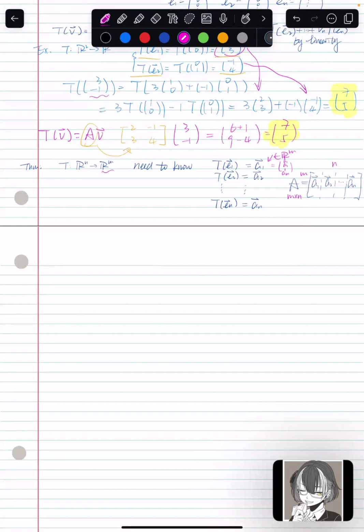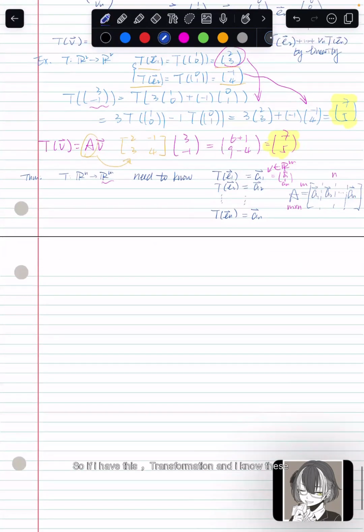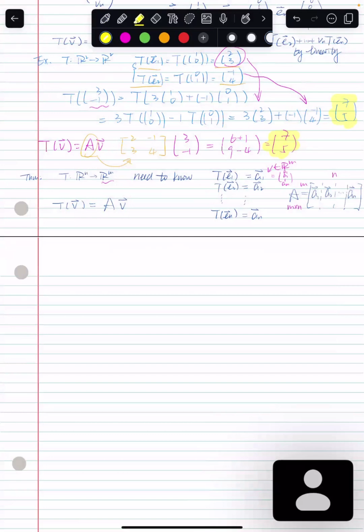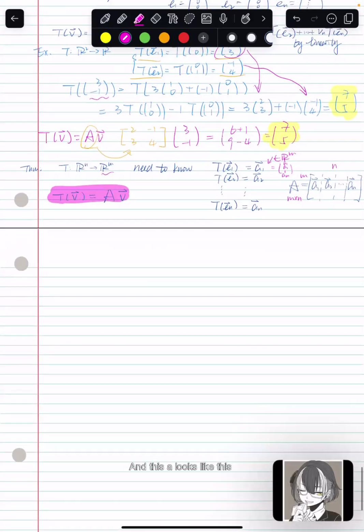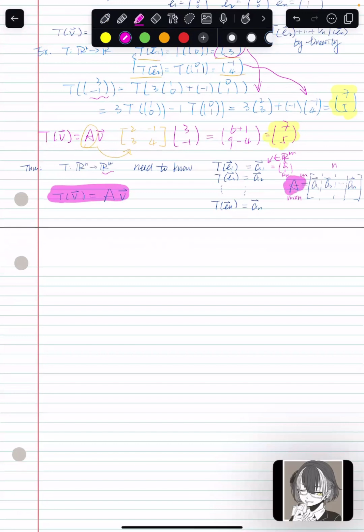Okay. So if I have this transformation and I know these bases and I can write this A, basically it means that for any transformation T of V, you can write it as A times V. And this A looks like this.